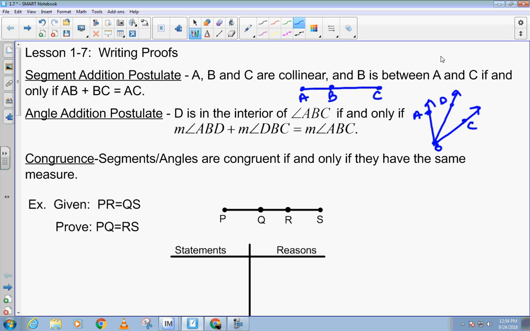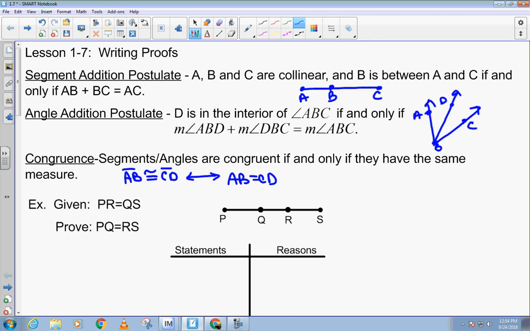In the last couple of days, we talked about congruence. Okay? And the definition of congruence says if segments or angles, either one, are congruent if and only if they have the same measure. So basically what that tells me is that if I have two segments or angles that are congruent, then those two segments or angles are also equal. And you can go back and forth between congruence and equality by the definition of congruent segments or angles.